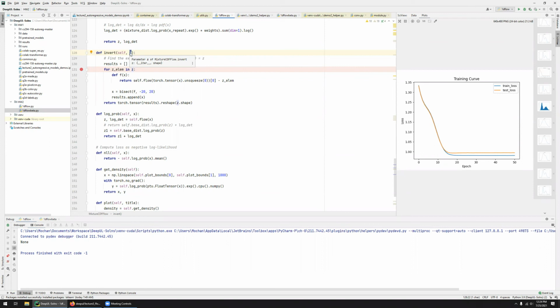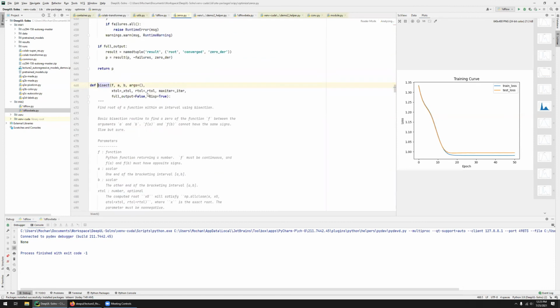But what I'm missing, and that was more my precise question, is why a bisection search? Oh, this one. Isn't that how you search a distribution? I think this comes from SciPy: find the root of a function within an interval using a bisection search.